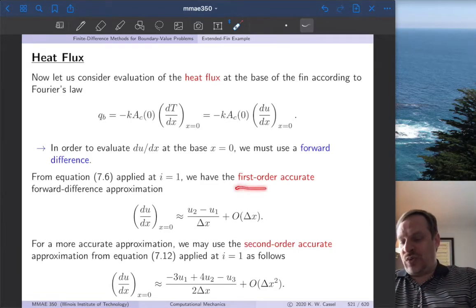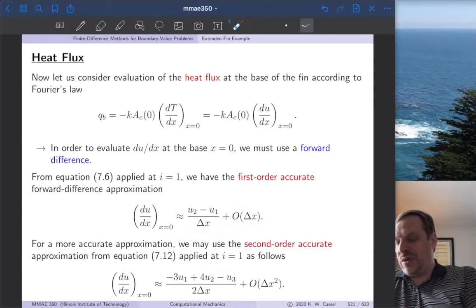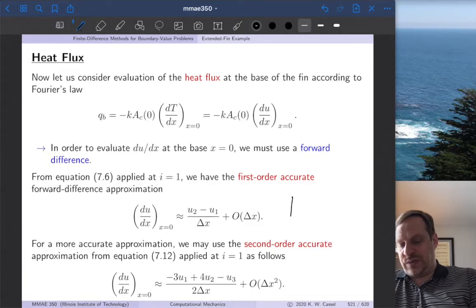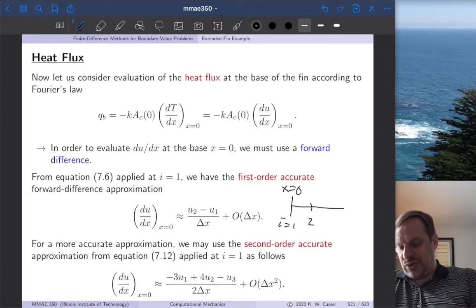So a first order accurate approximation, we've already derived this, for du dx at the base would be u2 minus u1 over delta x, and that is first order accurate. So that looks like this. So x is equal to 0, i is equal to 1, and it's using 2 points: i equal to 1 and i equal to 2.